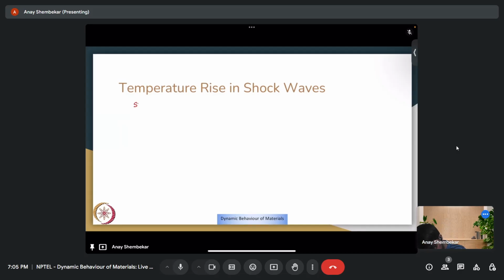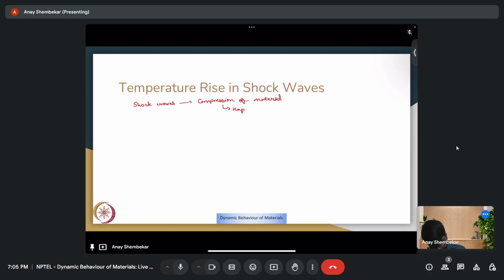So in shock waves, you have compression of material, and this happens very quickly, which leads to a decrease in volume. Overall, this leads to an increase in temperature.